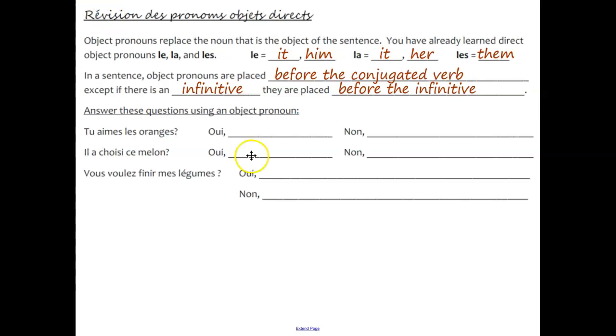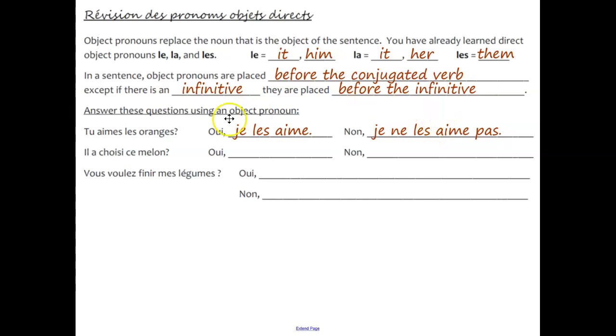Okay, so when we put this all together, then I get oui, je les aime. Yes, I like them. Or the negative, non, je ne les aime pas. No, I don't like them. Okay, so either way, the les is right before aime. Remember, when we have a negative, the ne needs to go before the pronoun.